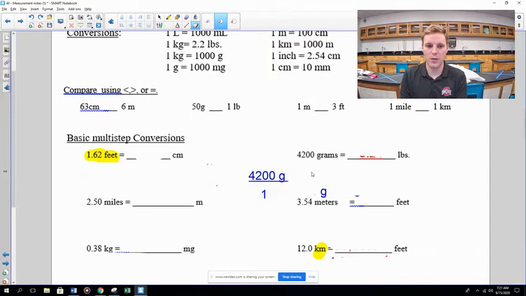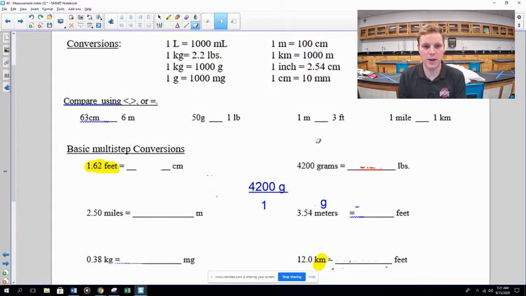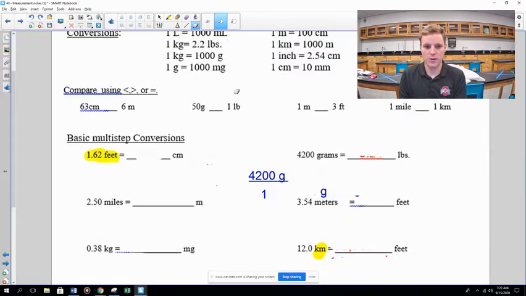Okay? Now, what can I convert grams to that gets me closer to pounds? Well, I can convert them into kilograms. So 1 kilogram equals 1,000 grams. So if I have 1,000 grams on the bottom, I have 1 kilogram on the top. And again, to re-emphasize, how do you know it's 1 over 1,000 instead of 1,000 over 1?